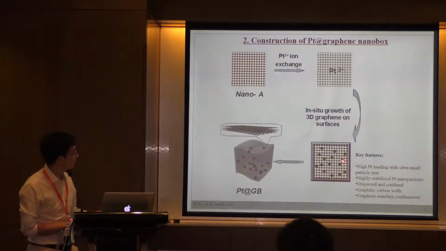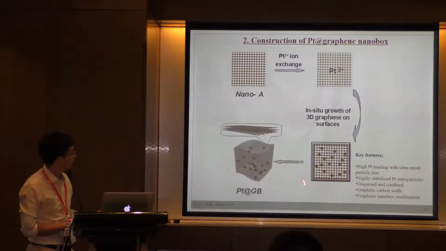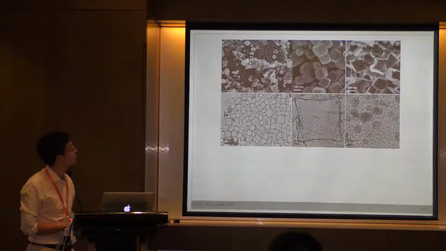Then we can only deposit graphitic carbon layers outside these nanoboxes, and then after carbonization at high temperature and removing the template, we will get this kind of graphene nanobox encapsulating ultra small platinum nanoparticles. Here are some results.